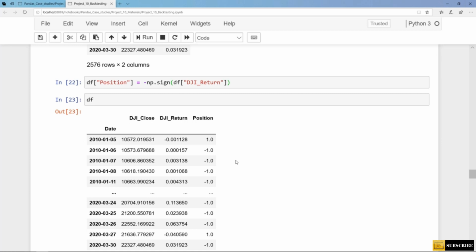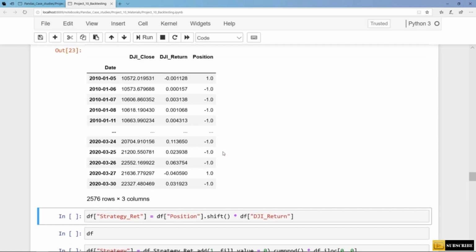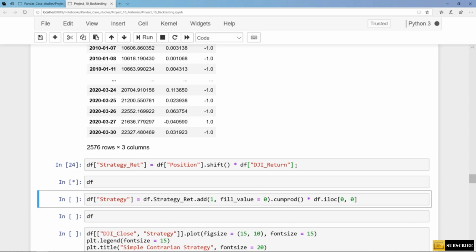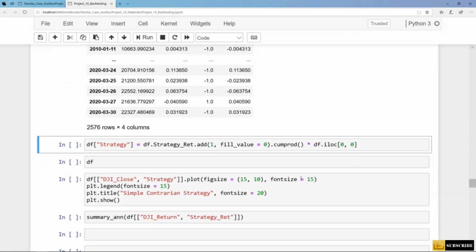And for instance, on the 5th of January 2010, the Dow Jones index return was negative. And therefore, in the next day, we take a positive position, so we invest. And then on the 6th of January, we have a positive return. And therefore, in the next day, we will actually short sell the index and so on. And again, based on these strategy positions, we create these returns of the strategy. So this is nothing new. And the prices of the strategy.